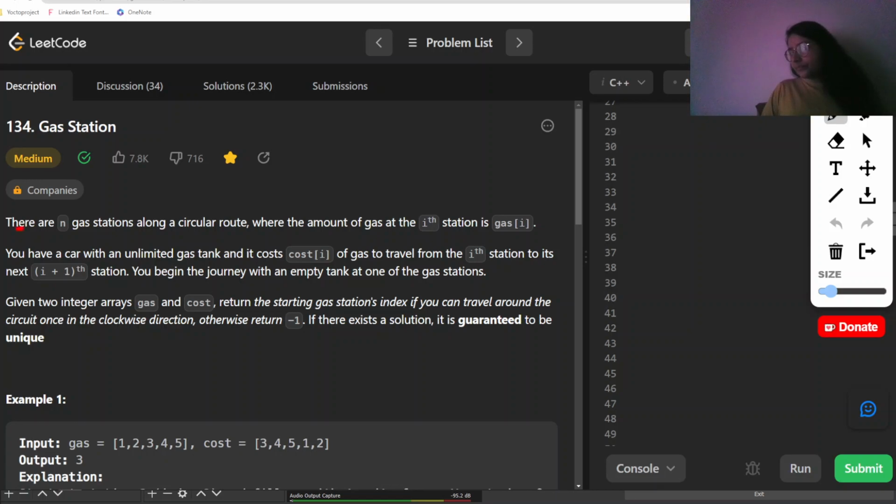So here there are n gas stations along a circular route, where the amount of gas at the ith station is gas[i]. You have a car with an unlimited gas tank, and it costs cost[i] of gas to travel from the ith station to its next, that is the i plus 1 station. You begin the journey with an empty tank at one of the gas stations.